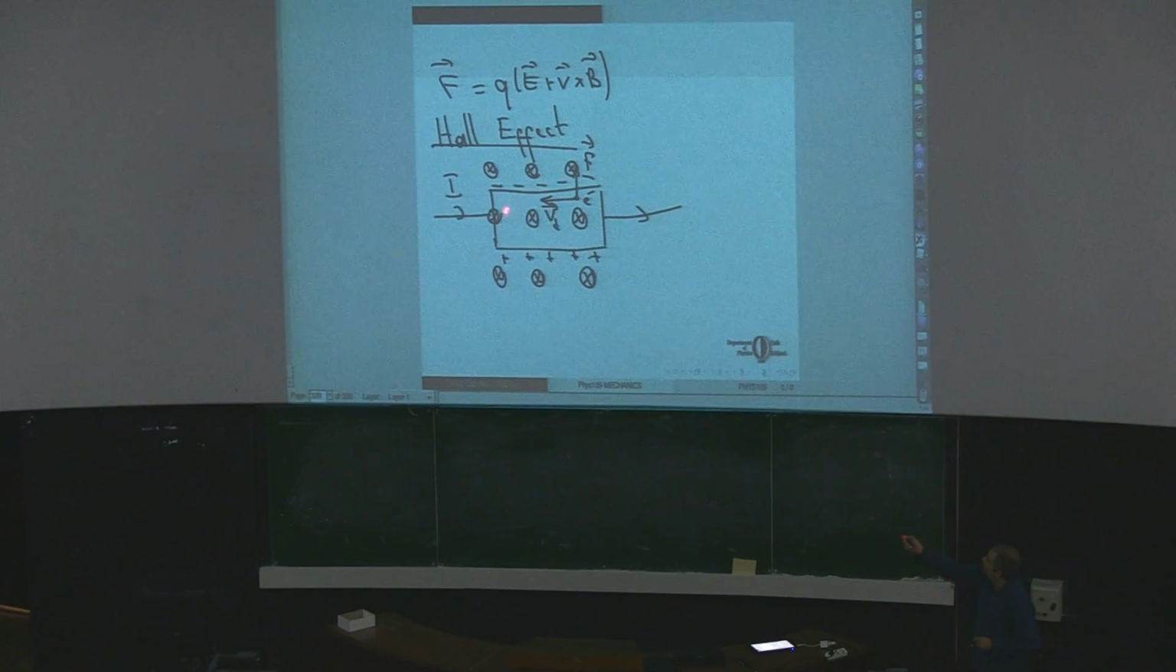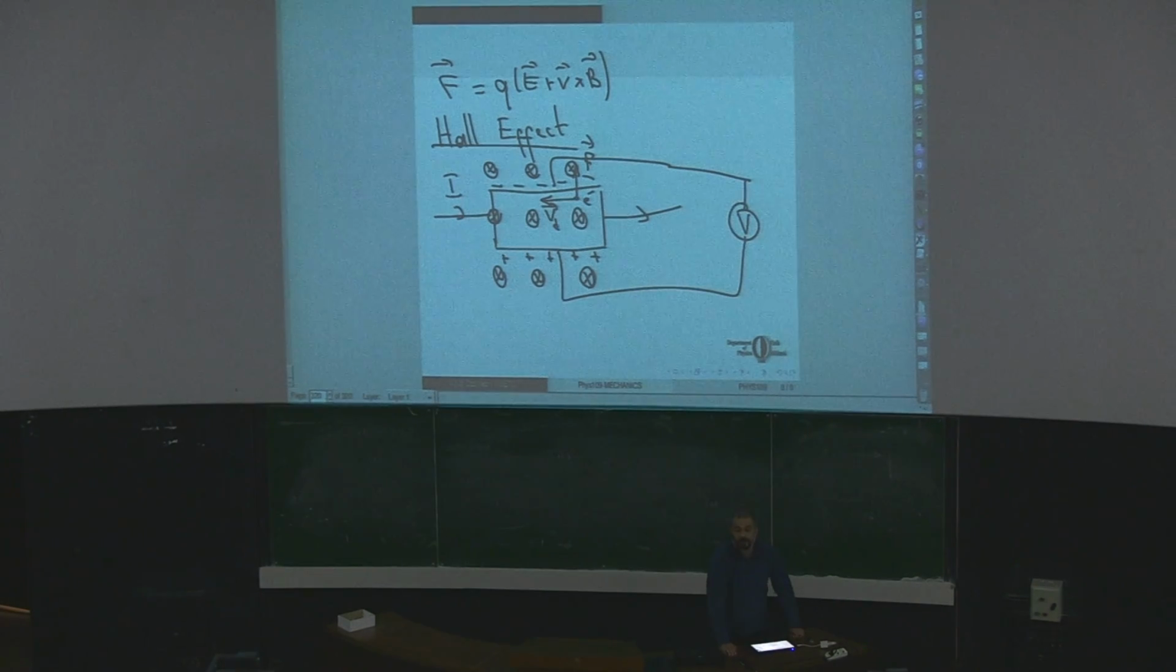And hence, if you put this strip in a magnetic field, there is a potential difference between these two sides. The upper side and the lower side have a potential difference. Now, which side will be at a higher potential? Well, the charge side will be at a higher potential. And if you connect this to a voltmeter, you will read a non-zero potential difference, which is called the Hall potential.